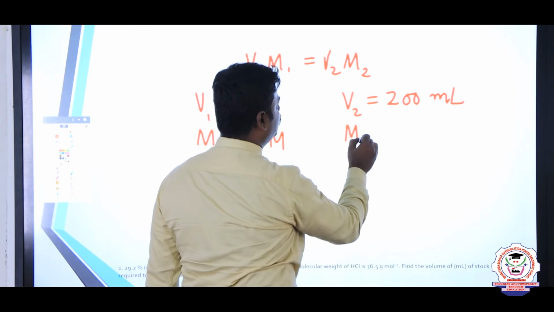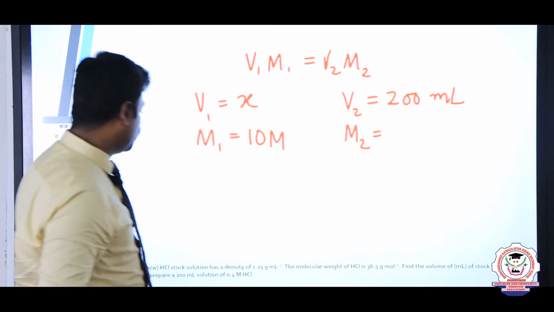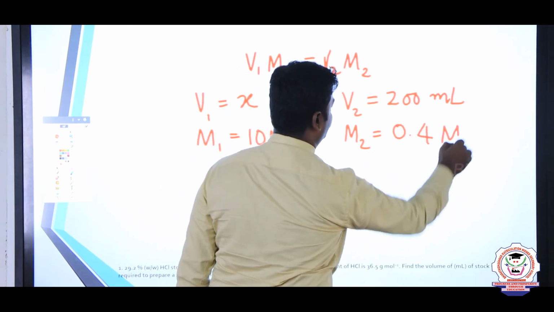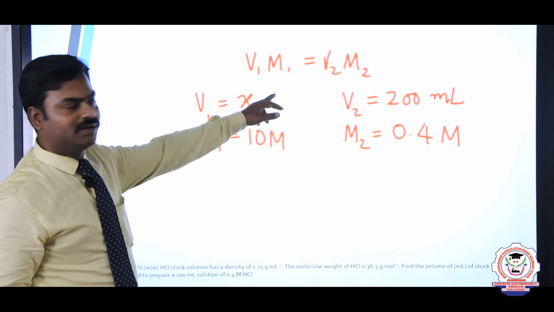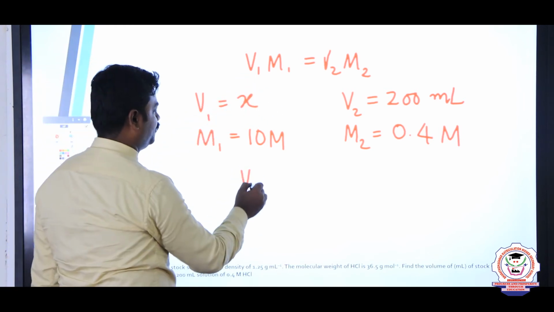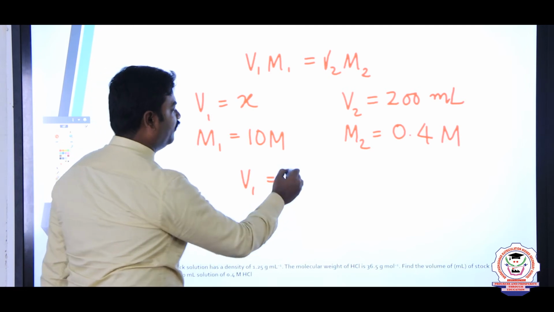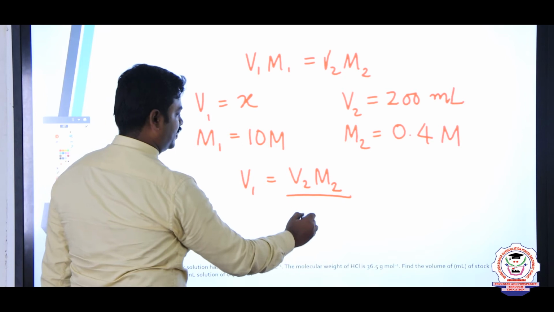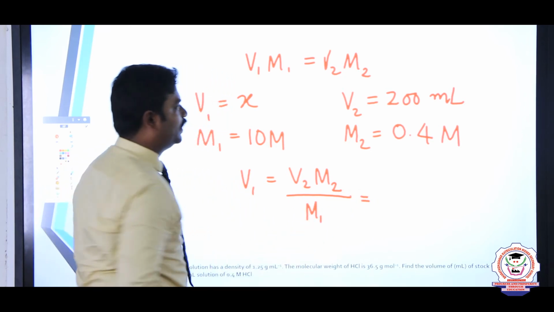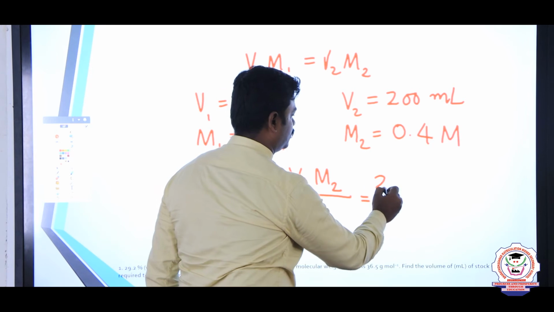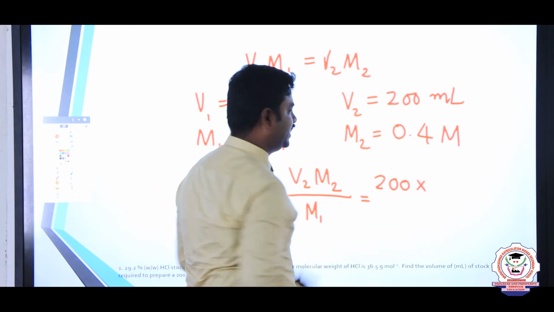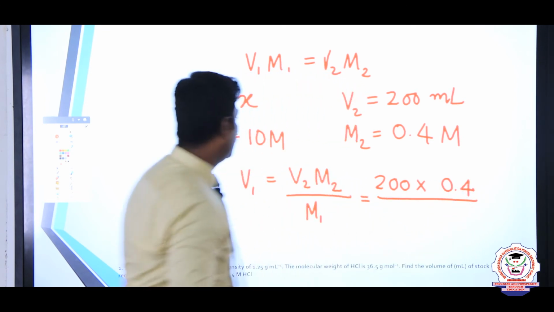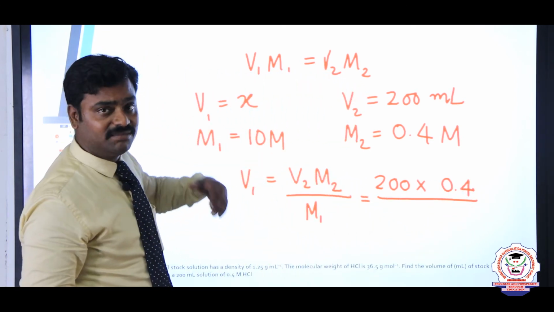And the molarity M2 value is given as 0.4 molar. Now anyway, we have to find out V1. So V1 is equal to V2 by M2 divided by M1. That is equal to, what is the V2 value? 200 into the M2 value 0.4, divided by, what about the M1 value? That is 10 molar solution. 10.